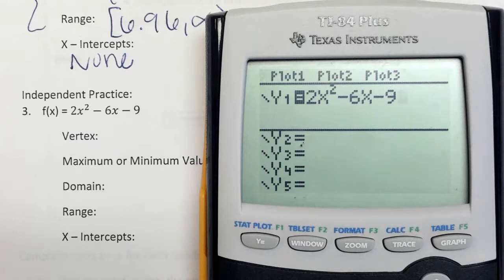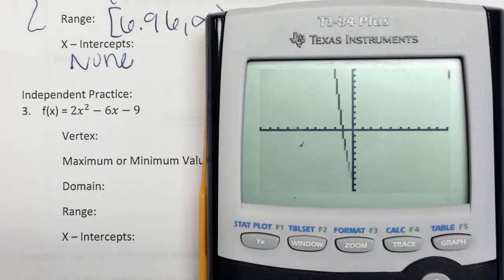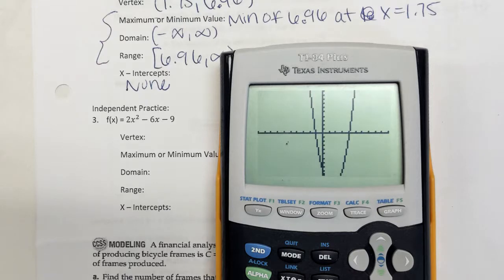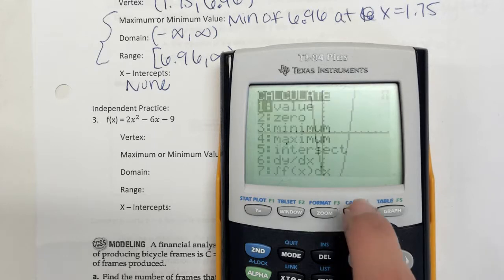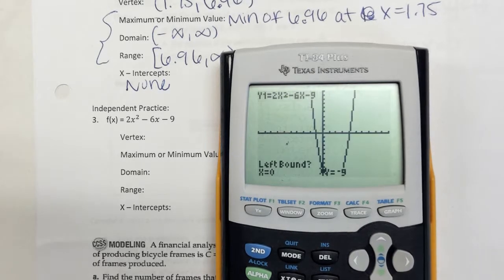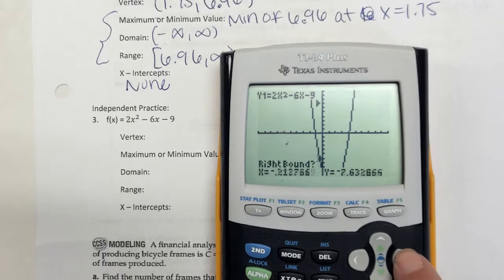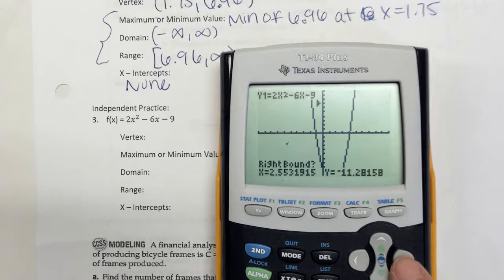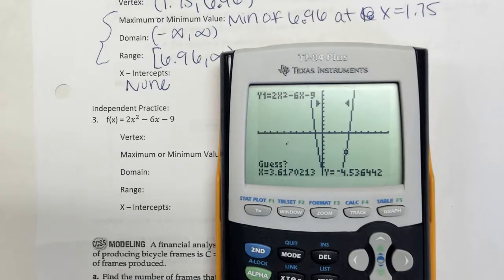You hit graph. Okay. And now I need to find my vertex. So, Amy, what do I go to find my vertex? Second. Good. And minimum. So second trace, then minimum, good. And then I need to go to the left and right of it, right? Well, the cursor's already to the left. What do I do once it's here? Anybody? Press enter. Then I go to the right. Then I press what? And then, good.